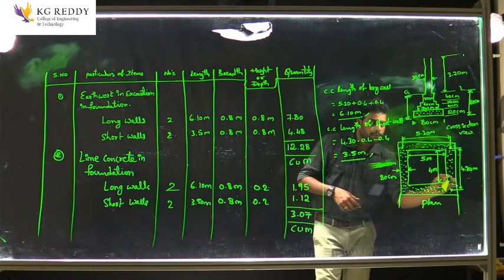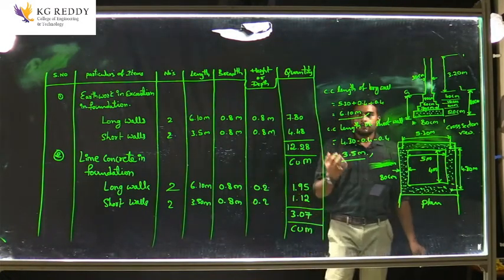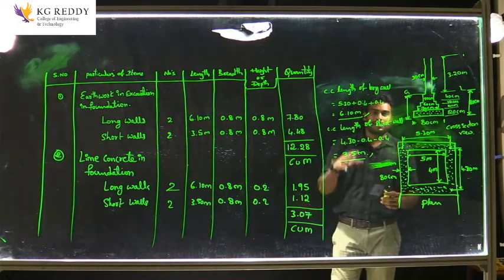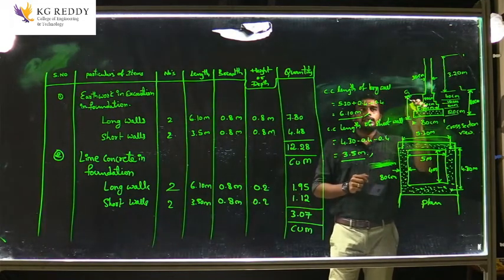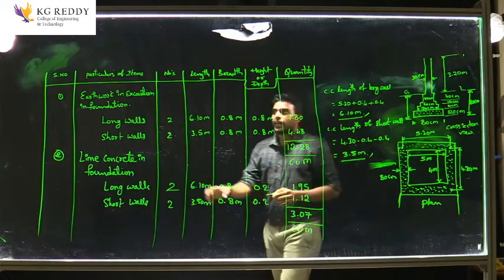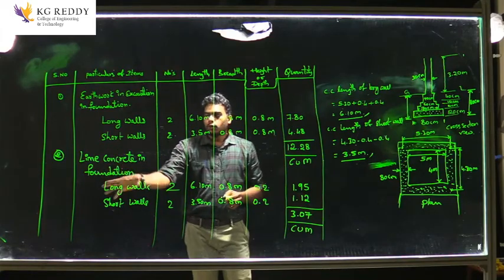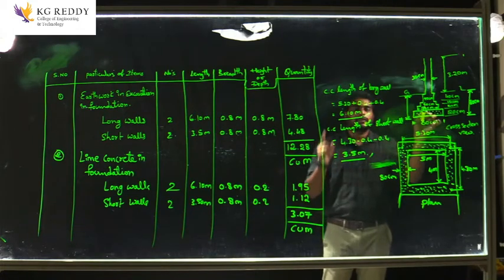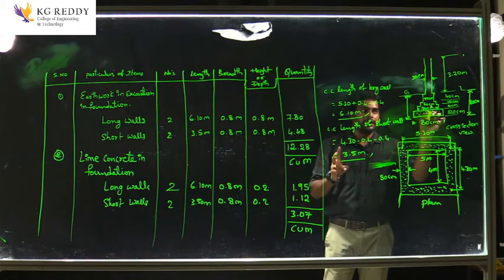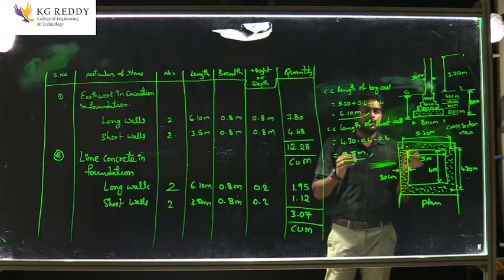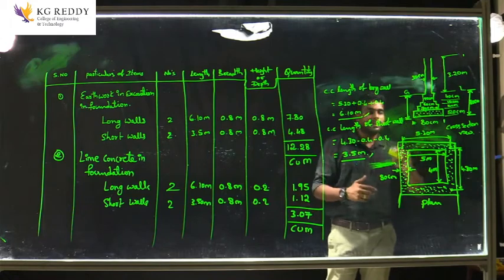After that, we need to find out the brickwork in foundation. Foundation means below the ground level, which we call the substructure. Up to now we calculated the earthwork excavation in foundation and lime concrete in foundation. After that, the brickwork below the ground level means this 70 centimeter is the first footing, 60 centimeter is the second footing, and 40 centimeter is the plinth. These three are below the ground level. So this is the brickwork below the ground level. Now we are going to find this quantity for the entire structure.